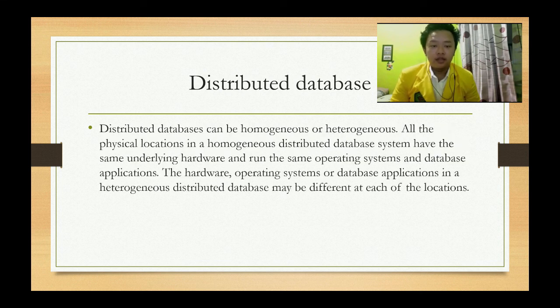Distributed database can be homogeneous or heterogeneous. All the physical locations in a homogeneous distributed database system have the same underlying hardware and run the same operating system and database application. The hardware, operating system, or database application in a heterogeneous distributed database may be different at each of the locations.